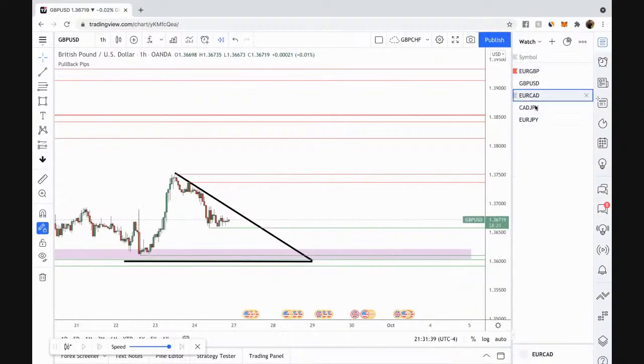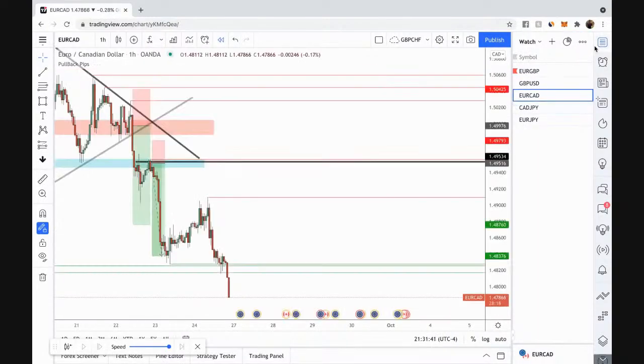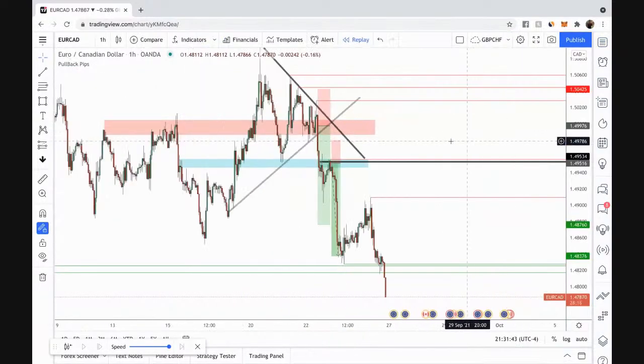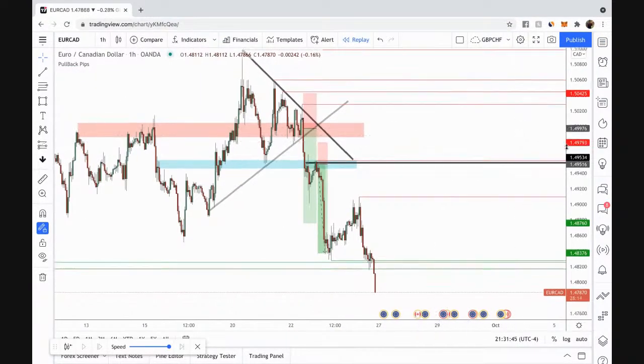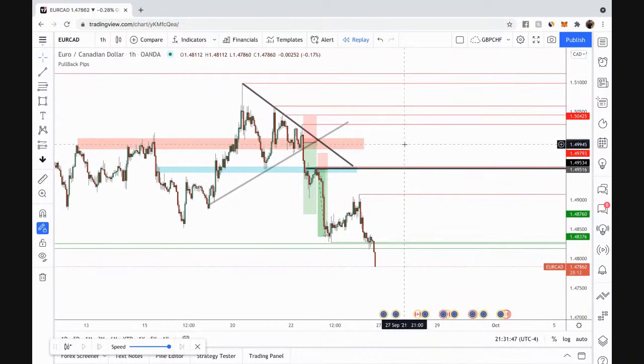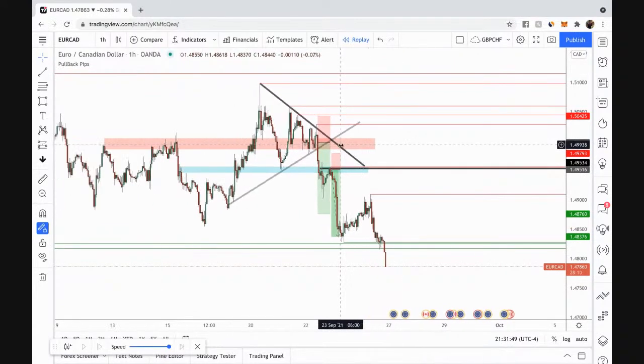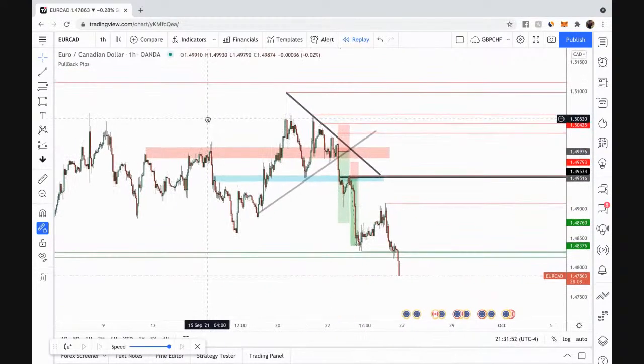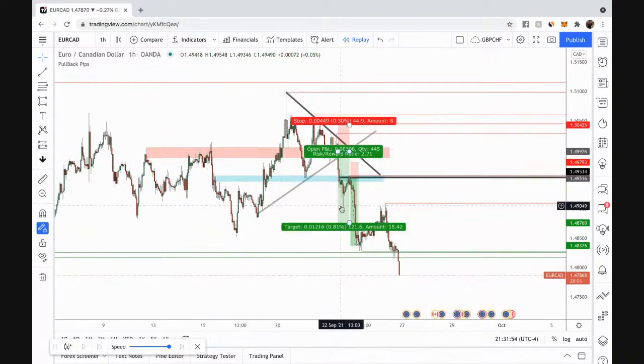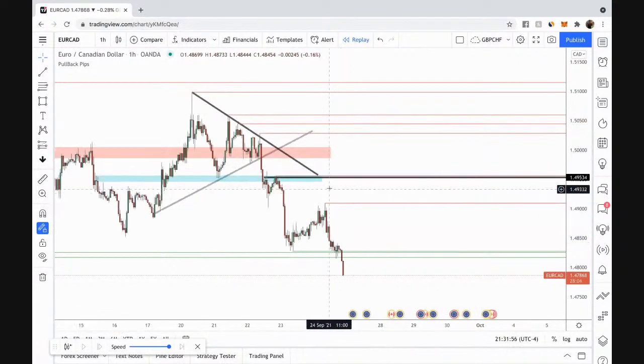Let's look at EuroCAD. Looking at EuroCAD, this was actually, as you guys can see, my trade setup from last week that we were looking at selling EuroCAD, right? Now, as you can see, let me just take off some of these things so you can identify what I was looking at.